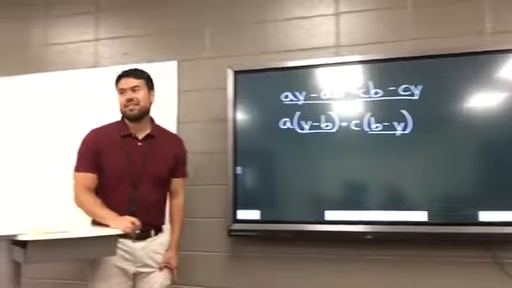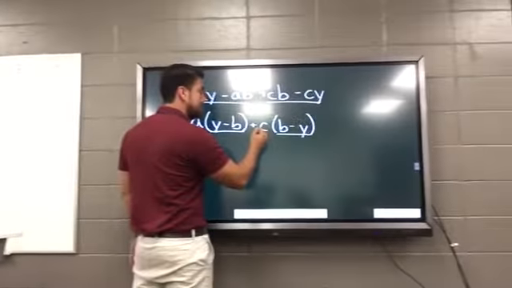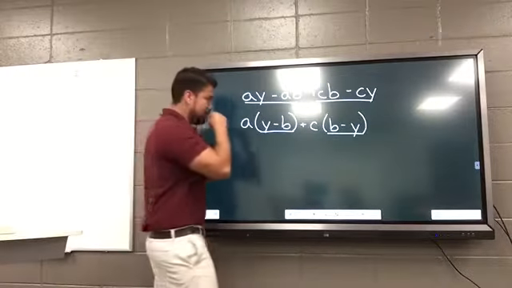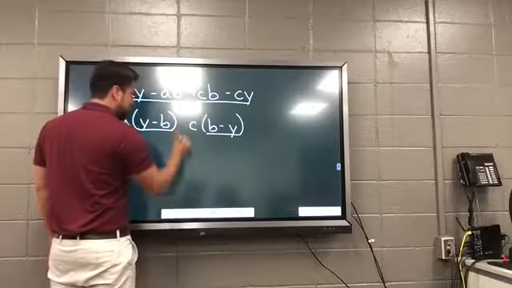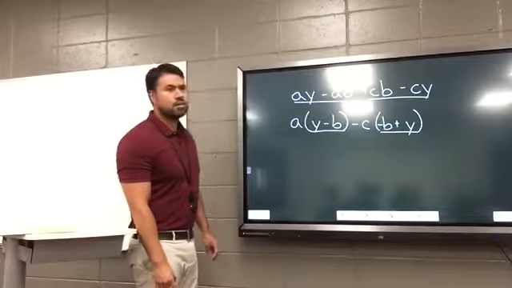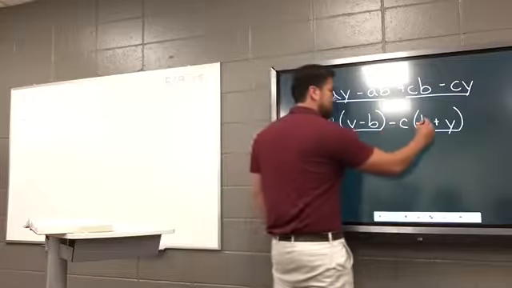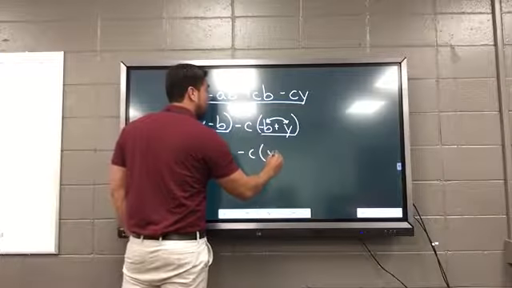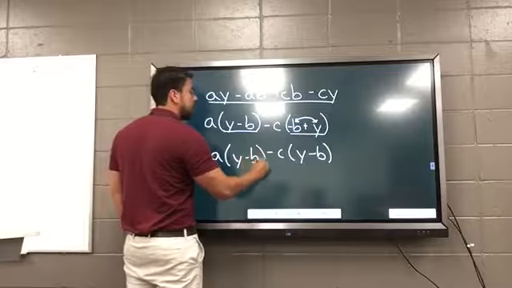So I've got to make sure that these two pairs match up. If they don't match up, we'll take that negative C. How many of you thought to do negative C instead? Which is tough. Okay, so here, that, that, and that. Are they really the same now? They don't look the same to me. So can you just switch these around? And you would get negative C times Y minus B, and A times Y minus B. So now they work together.